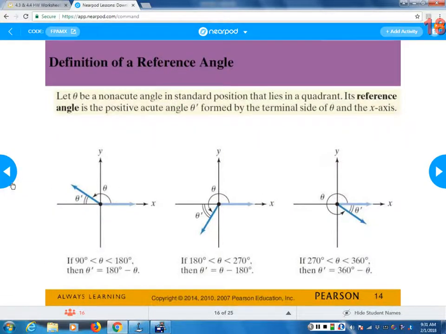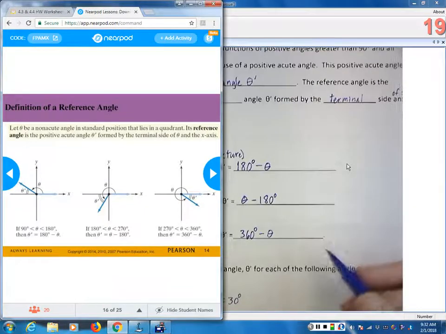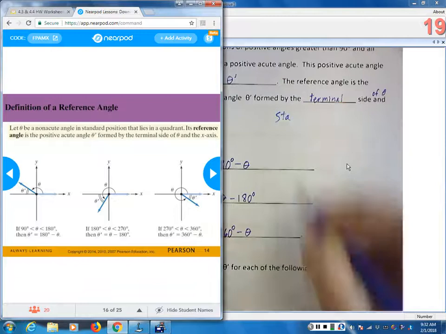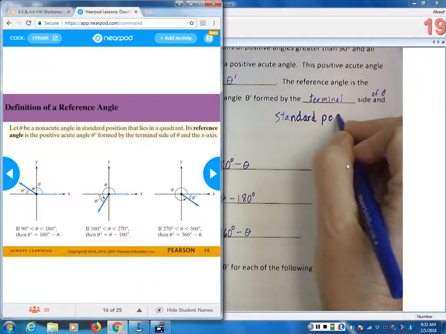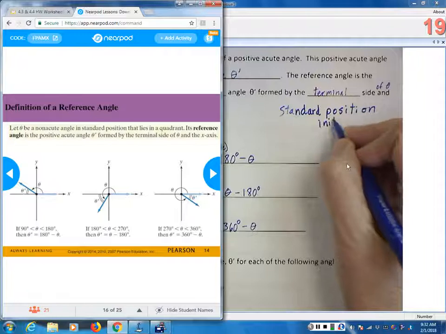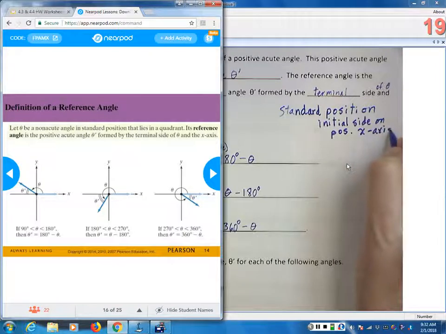So this was the definition of a reference angle. Oh, no, okay. These were the pictures for the reference angle, which is the positive, see, we're having theta be in standard position. So, theta is in standard position. You need to remember standard position. Standard position has its initial side on the positive x-axis. You need to remember that's standard position.